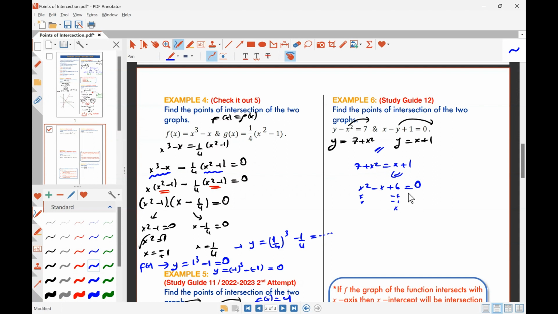Let me use another combination, like 3 and 2. Negative 3 and negative 2. The product gives me 6, but the sum doesn't give me negative 1. So this is not the correct combination either. So I'm out of options. This is either 6 times 1 or 3 times 2. None of them works. So it means factorization doesn't work here.